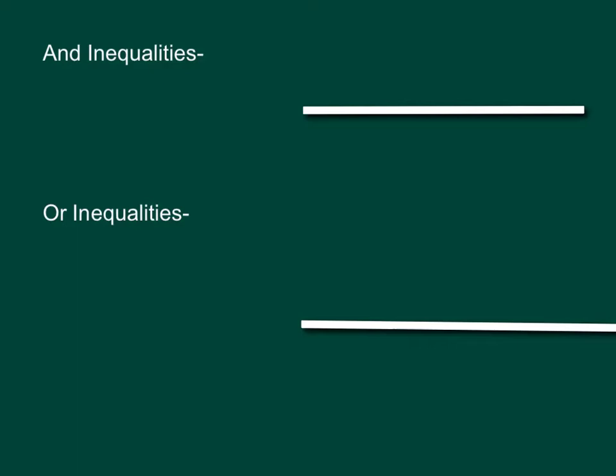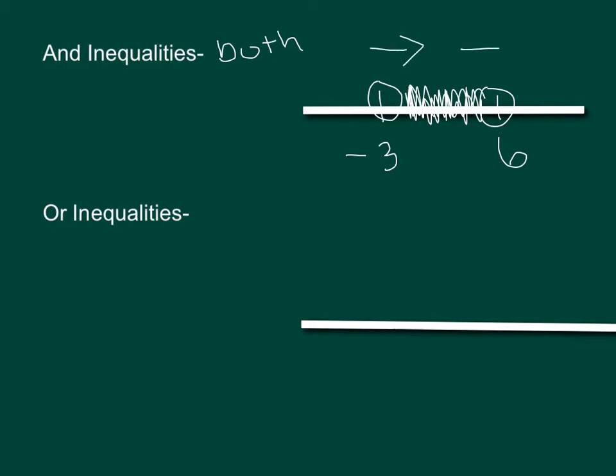Okay, the difference is when you have an and inequality, it means it has to be both. For instance, if you have -3 and 6, you could say that x is greater than -3 and less than 6. So if you have an and inequality, your graph is going to look like this, where the graphs go together. They go towards each other because x is both greater than -3 and it's less than 6.